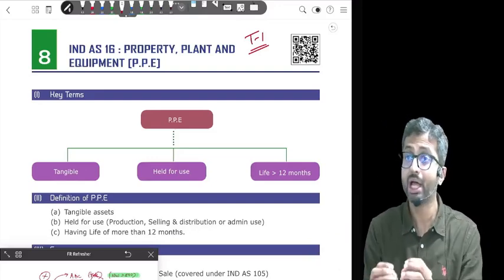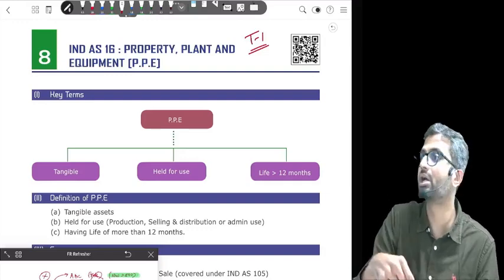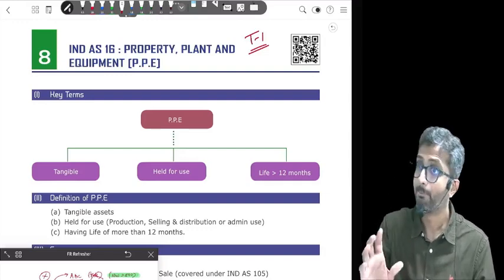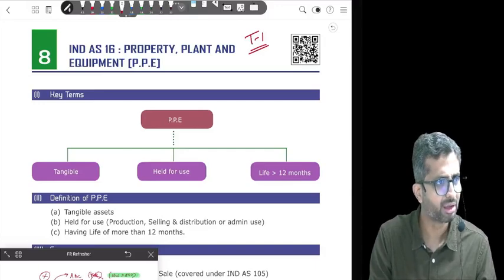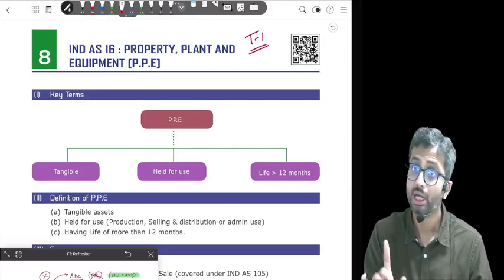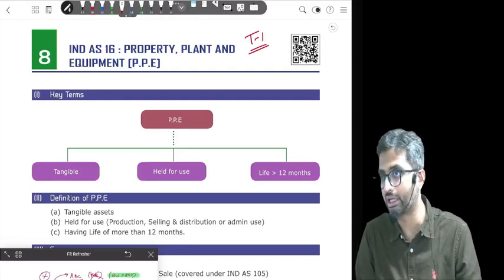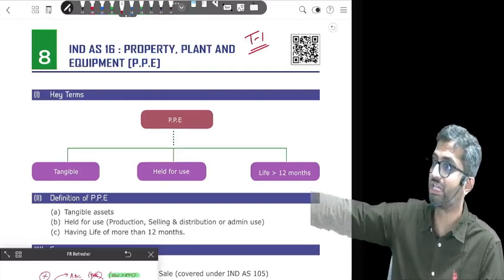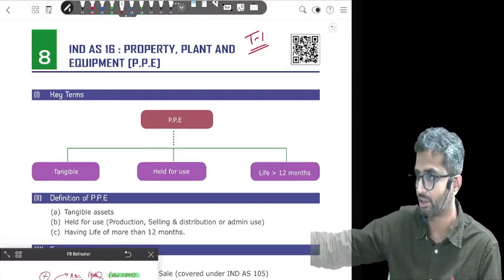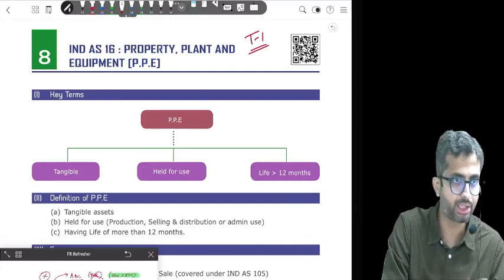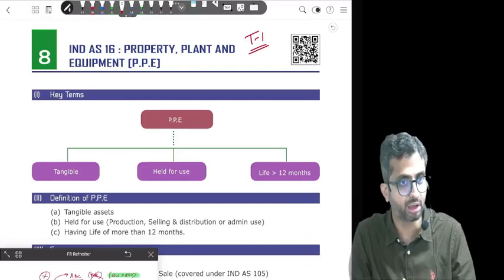We will come to that. But bearer plants are covered under Ind AS 16. Are bearer plants also living? Are they also biological? But the standard says we want to cover the bearer plants under the Ind AS 16 category. Every other biological asset, living asset, other than bearer plants will be covered under Ind AS 41.